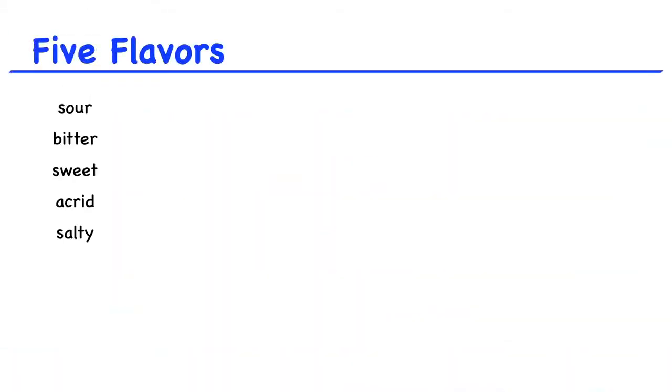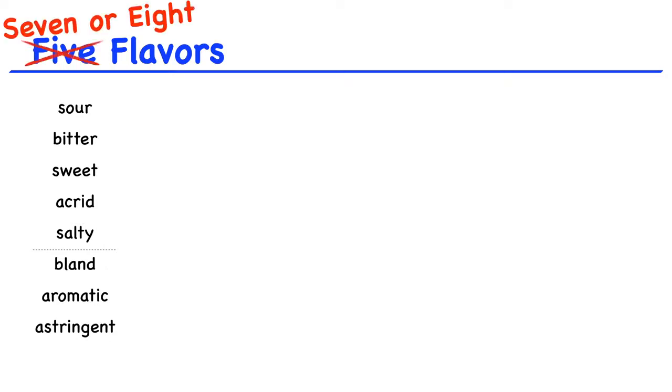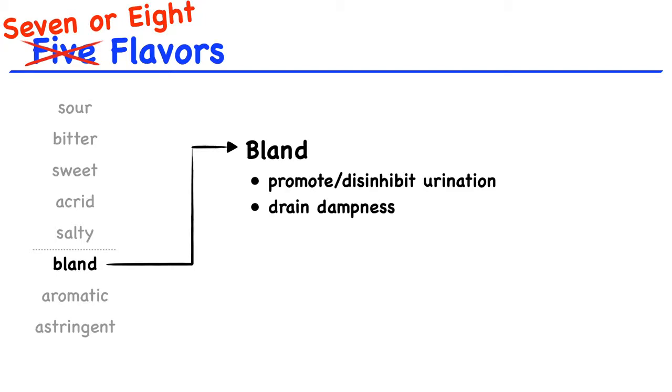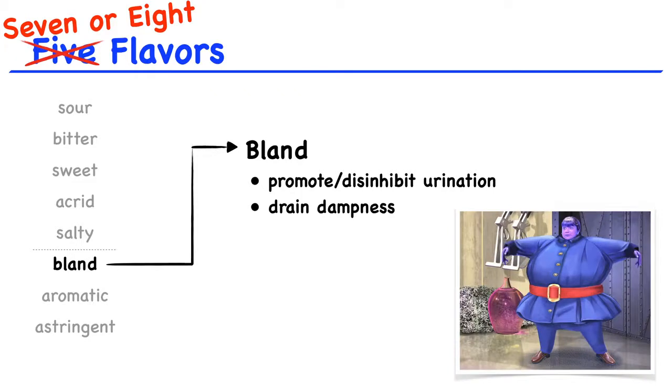But the other thing we should look at is, besides the 5 flavors, we also have additional properties that help determine the actions of an herb. So besides sour, bitter, sweet, acrid, and salty, we can also say that herbs can be bland, aromatic, or astringent. So even though we call it the 5 flavors, they're really like 7 or 8 flavors. So bland is more like a lack of flavor, but the bland flavor has the action of promoting urination and draining dampness. We usually use bland herbs for edema and water retention, or for urination problems like UTI.